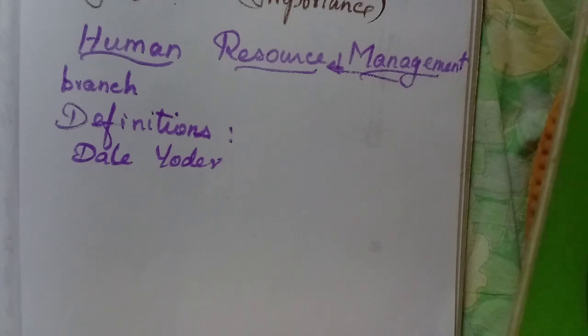So what is the definition of Dale Yoder? Human resource management is the effective process of planning and directing the application, development, and utilization of human resources. How to apply them? That means whom has to be appointed in which post. That must be known very well. Then they must be developed.